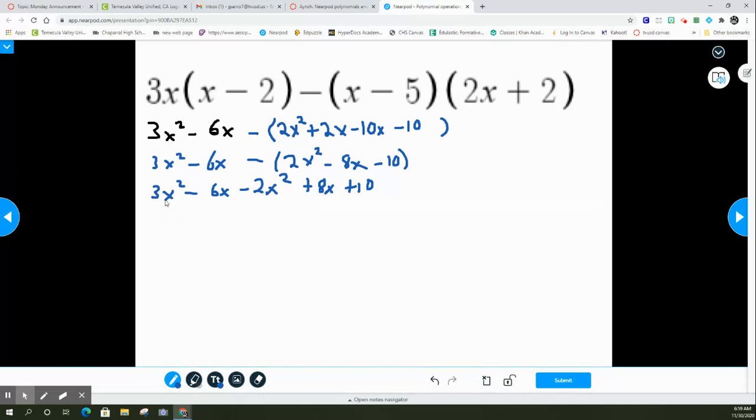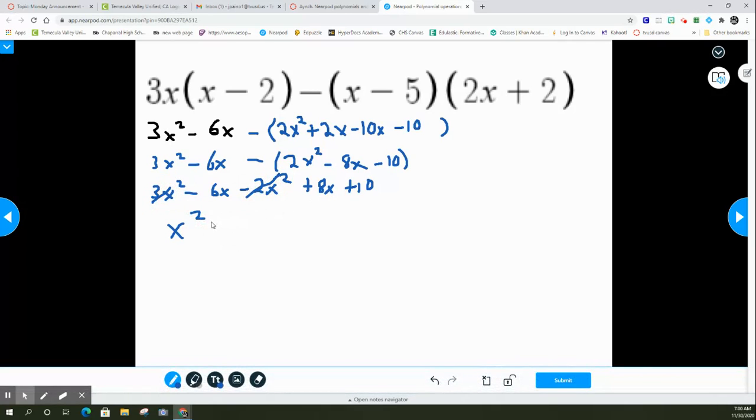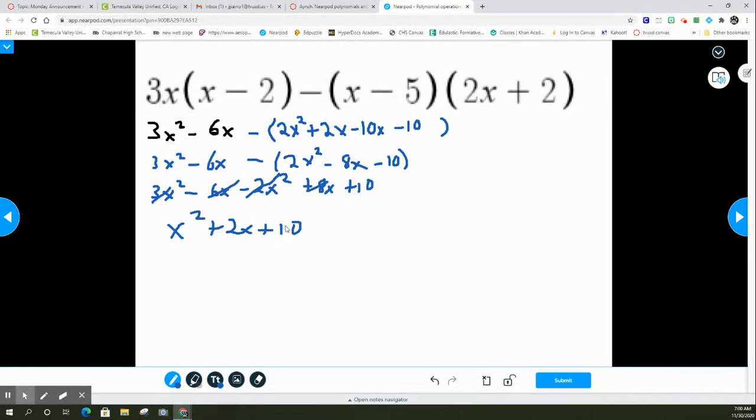All right, now combine like terms here. 3x squared minus 2x squared, that's just x squared. Negative 6x plus 8x is 2x. And then the 10. All right, so I get x squared plus 2x plus 10. So again, this negative sign causes a lot of issues. Sometimes you have to remember to distribute, okay, before you combine like terms.